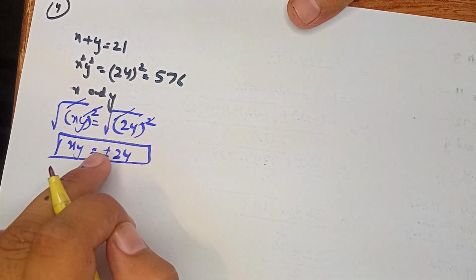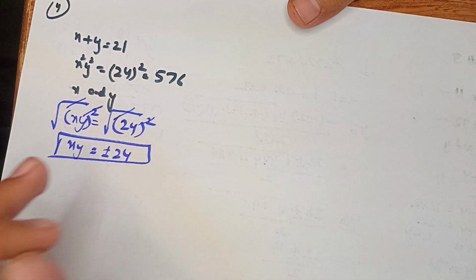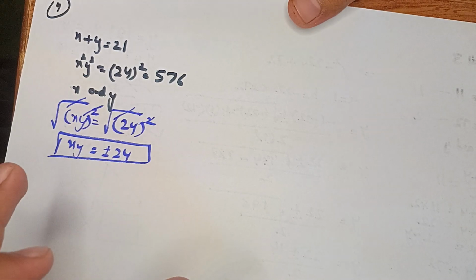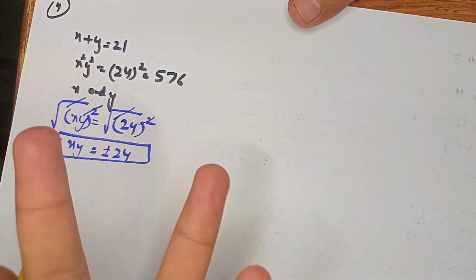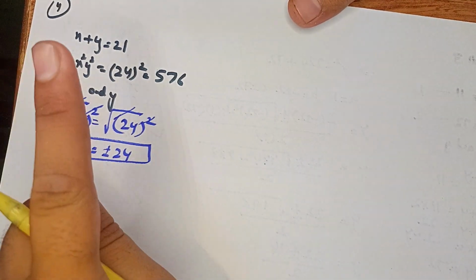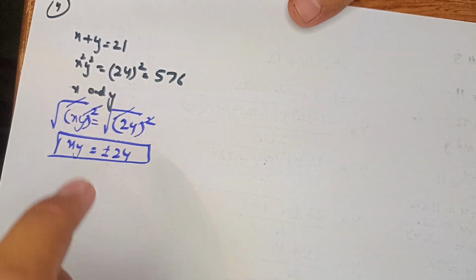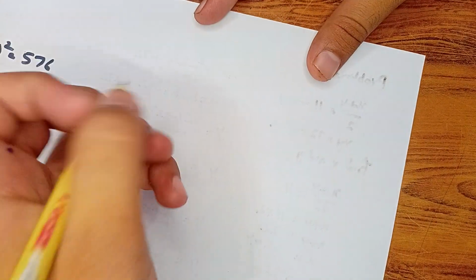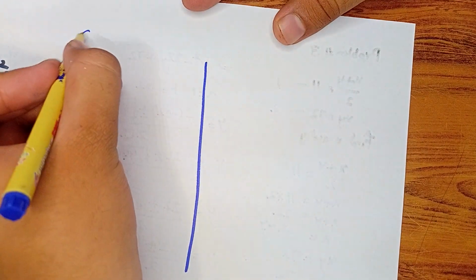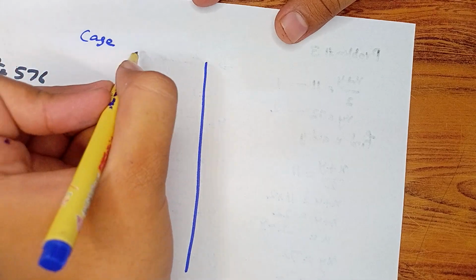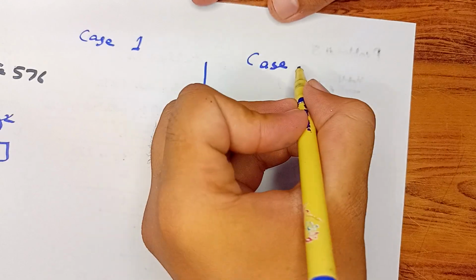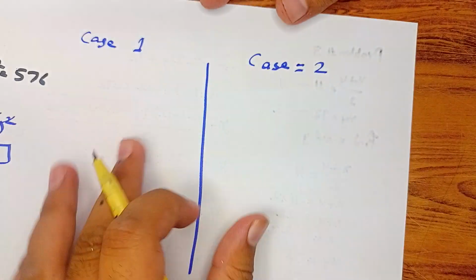This equation contains xy is plus minus, and how is this possible? Should I put a positive value? Should I put a negative value? What should I put? So there are two cases: we put a minus value or we put a positive value. So there are two cases. Okay, this is our case 1 and this is our case 2.